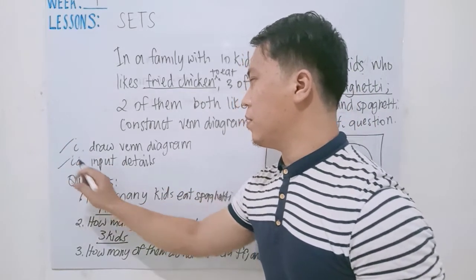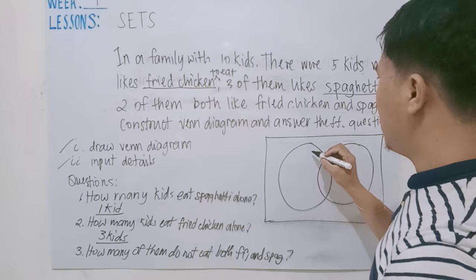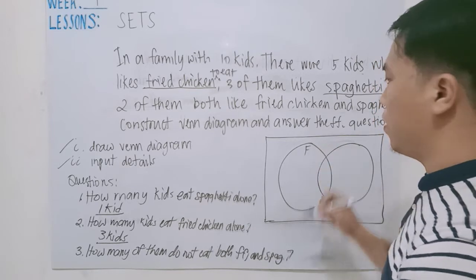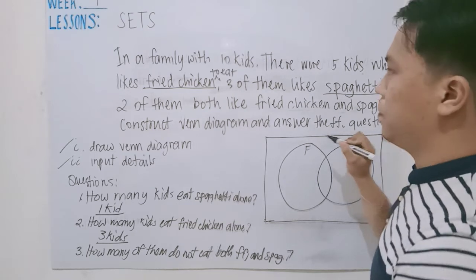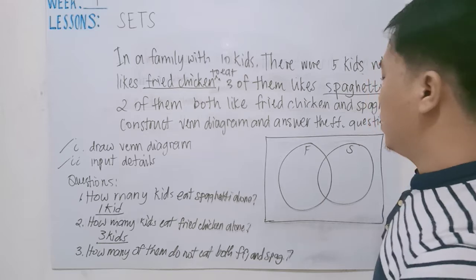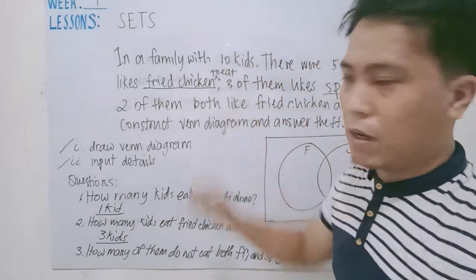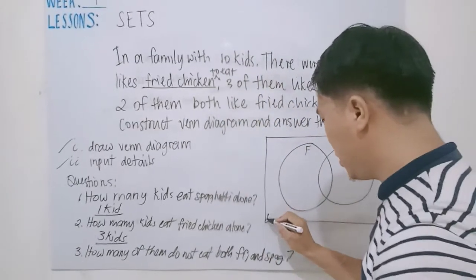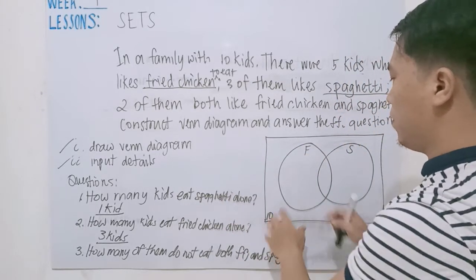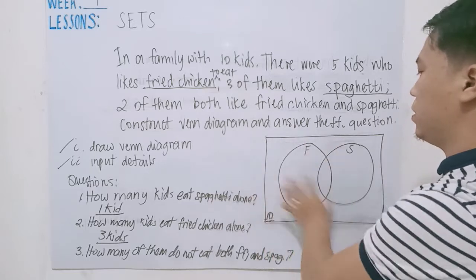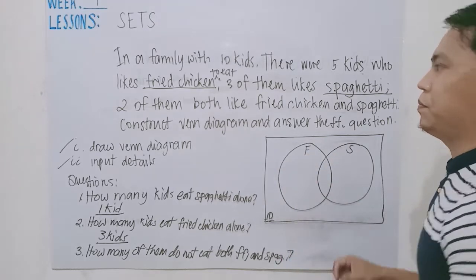We're going to the second step, input details. So let's name this first circle as the fried chicken, which stands for letter F, and this is for S, spaghetti. Now, there are 10 kids, so this is the same as the universal set. We're going to put this 10 inside the box, because this 10 represents the total number of students inside the universal box.